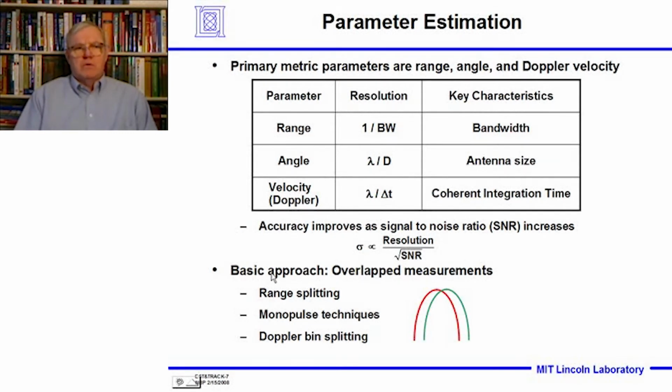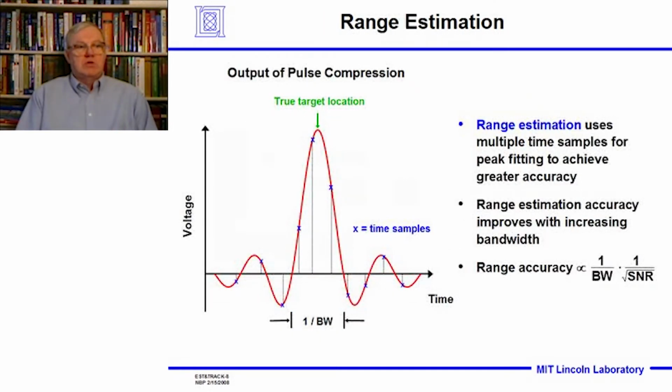The basic overall approach that we use is we look at overlapped measurements. And we do range splitting, what you'll see a lot more of, and I'll describe later, monopulse techniques, and Doppler filter or bin splitting. We look at the target with the range cell set in one location, the range cell set in another location, slightly overlapping measurements, and from looking at those differences in the measurements, we can see where within the range, angle, or Doppler cell the target really is, and that's how we hone in on the accuracy of the measurement.